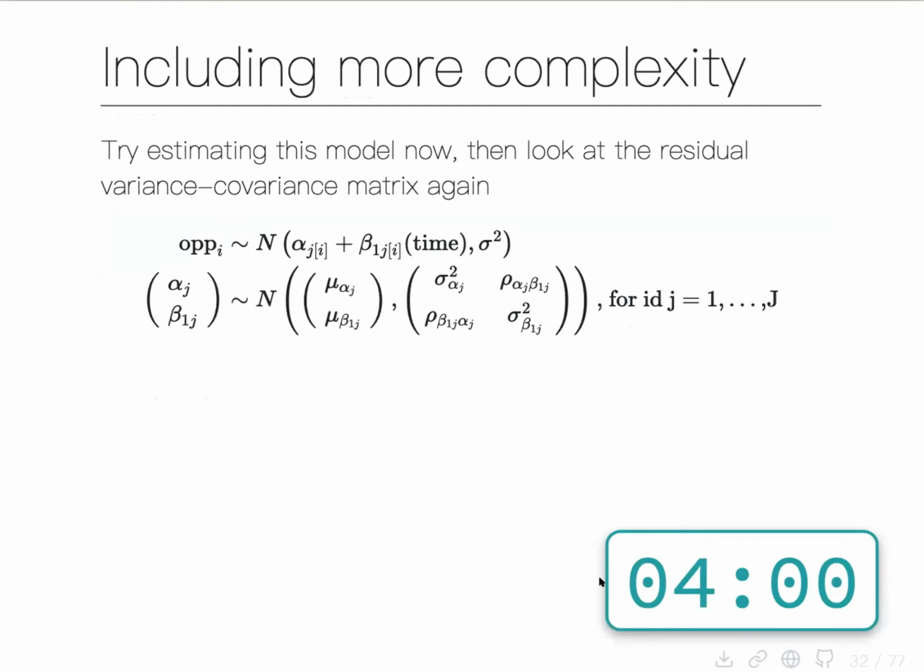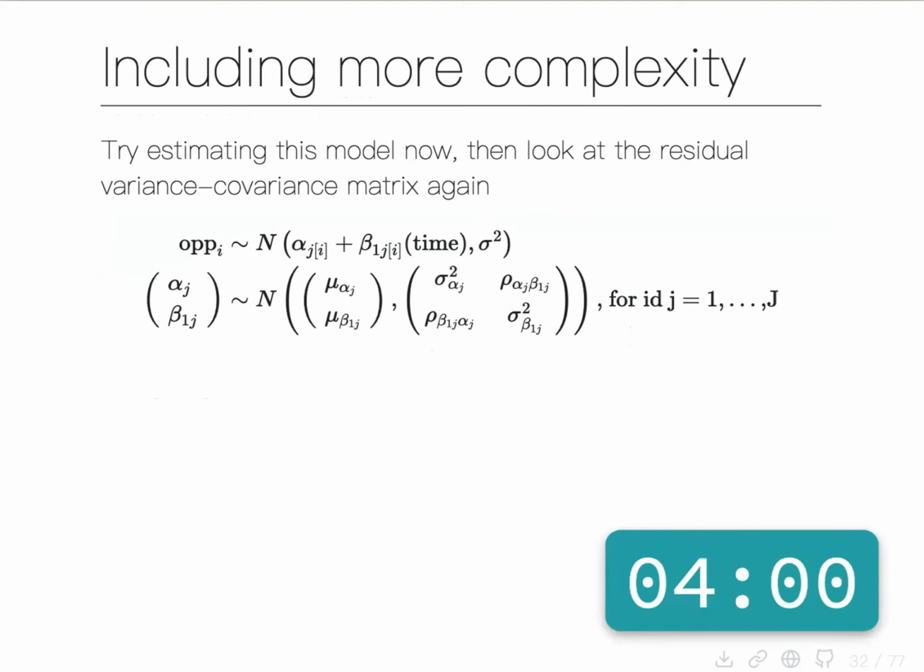So, including more complexity, what I'd like you to do is try to fit this model and then use sundry to pull the residual variance covariance matrix. I'm not sure if we'll need 4 minutes, but I'll give you a few minutes anyway.